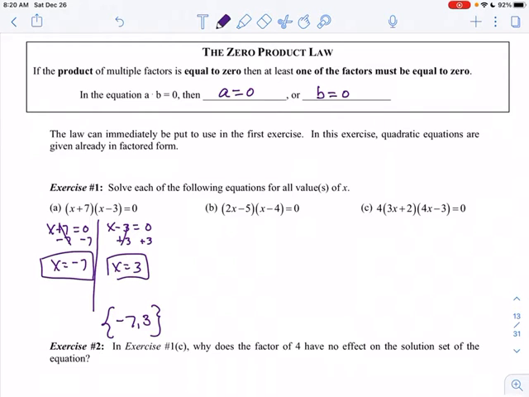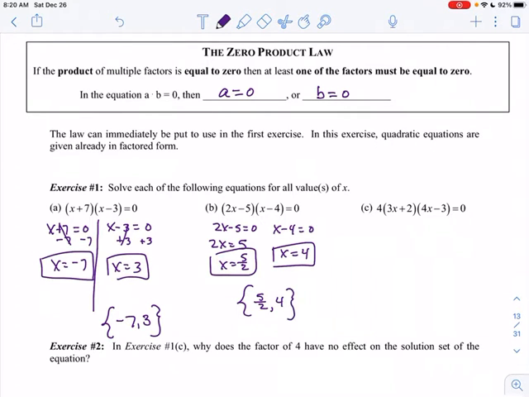So B, 2x minus 5 and x minus 4 equals 0. I just take each one, set each one equal to 0, and solve. The one on the right is a little bit easier. x equals positive 4. I'm skipping that middle step right now. 2x equals 5. I bring that negative 5 over to the other side, and now I divide by 2. x equals 5 halves. You can leave it just like that, or if you want to write it as 2.5, that would be perfectly fine. And there are my two answers.